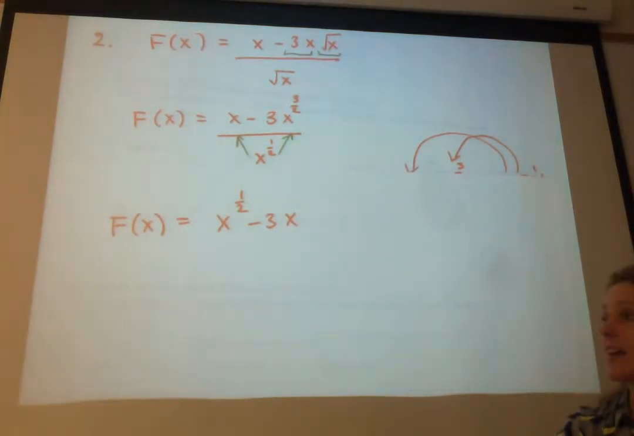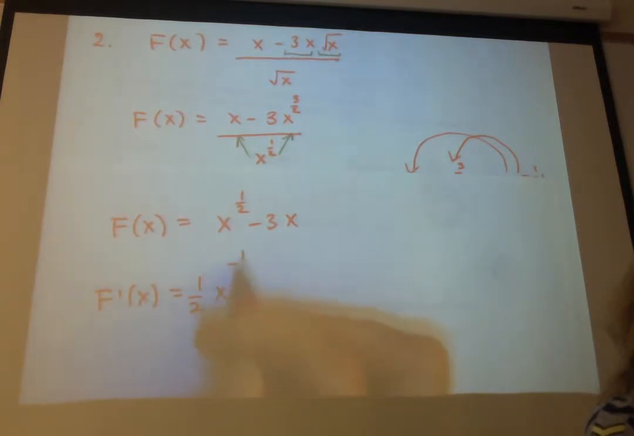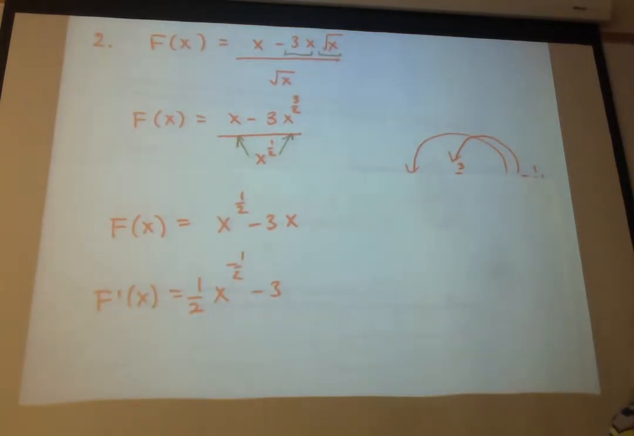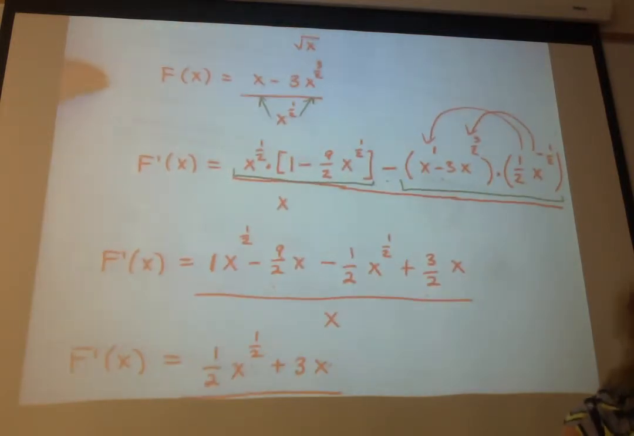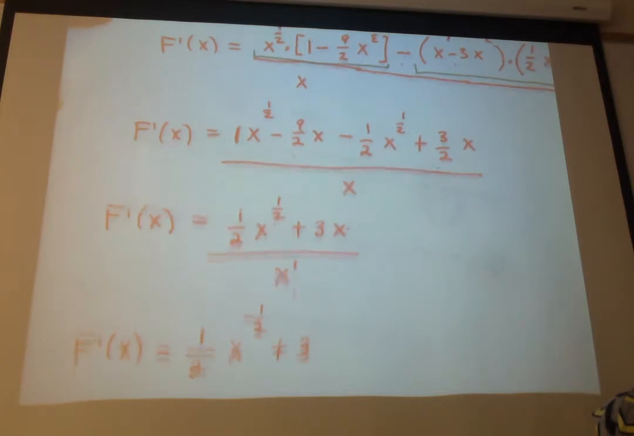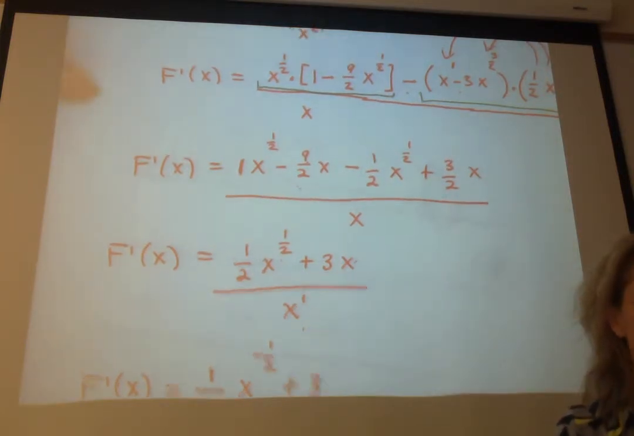I'm right here. Now all I got to do is take the derivative of that. And that's really easy. That's 1/2 x to the negative 1/2 minus 3. Okay, so compare this amount of work to this amount of work, and which one would you prefer to do? The second one, at least I would. And notice we got the same answer.